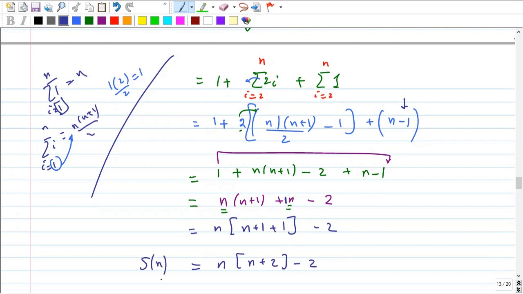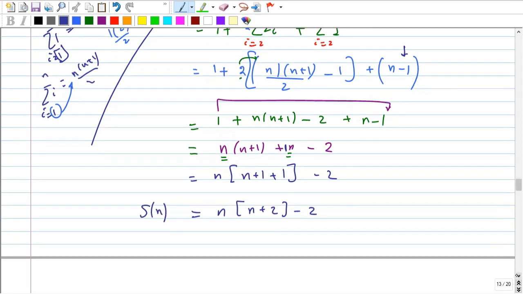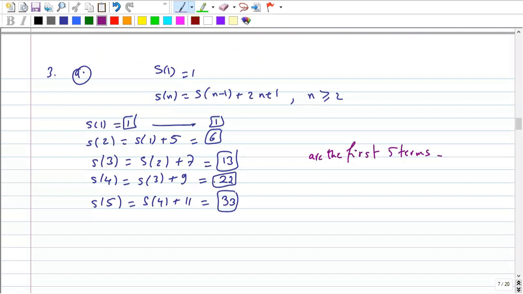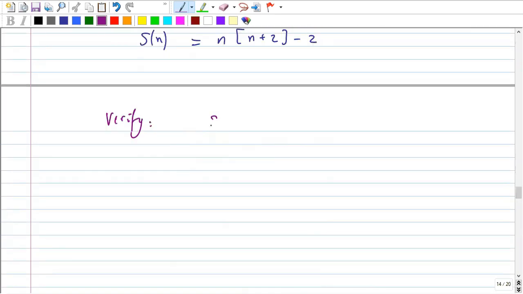So this is your solution to the recurrence relation. Now let us verify. This is not needed, but it's for fun. I just want to verify that your work is correct. So let me verify two terms. S4 is 22, S5 is 33. Let us figure out if this is true.